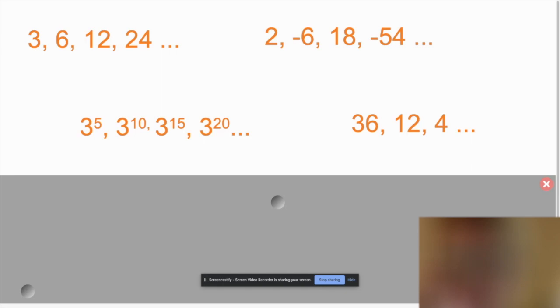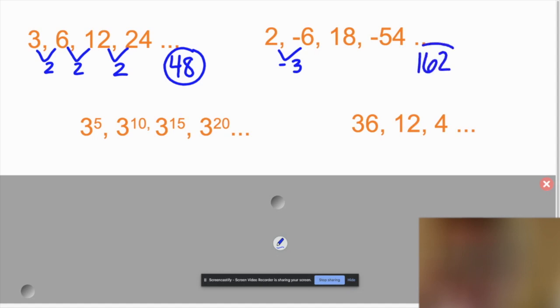Okay, so if we notice on the first one, we are multiplying by 2. So then we should get 48. Again, the difference between arithmetic and geometric is that we are going to be able to switch between positive and negatives. If you notice on this one, we're actually multiplying by a -3. So then we end up with a positive 162.